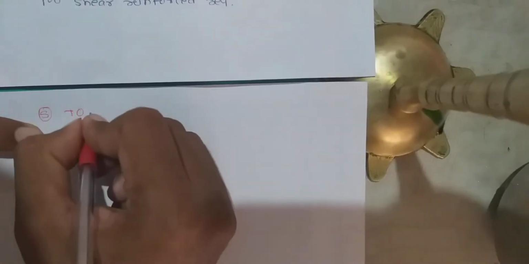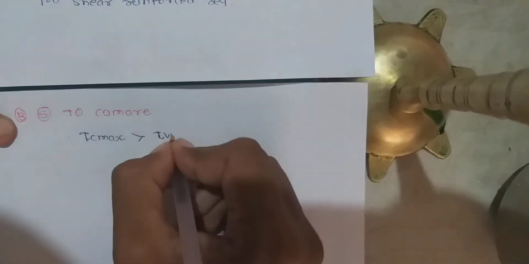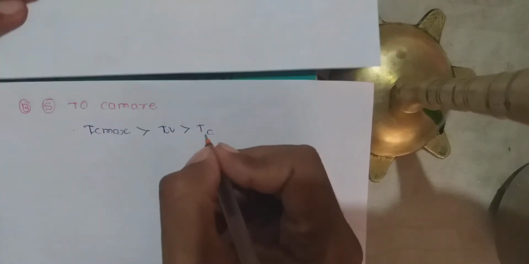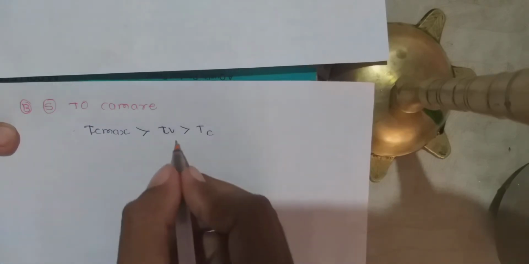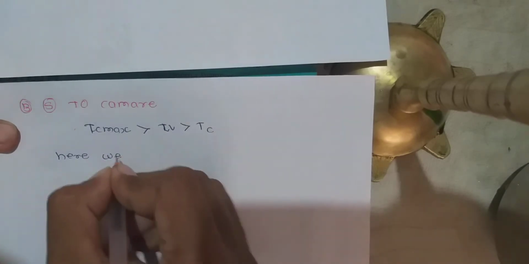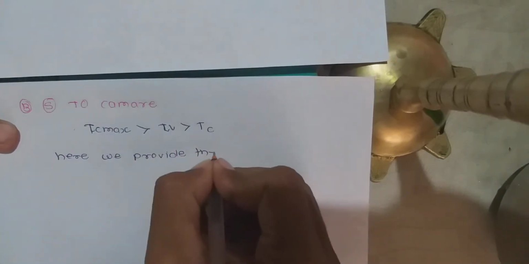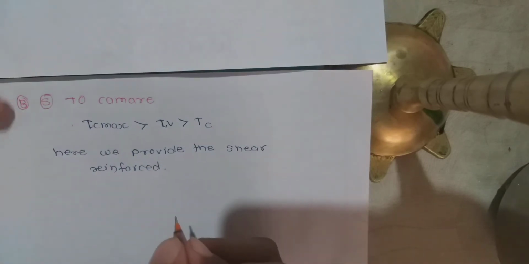Our fifth step: if this equation is not satisfied, then compare again. This is b and our above equation is a. So if you get tau c max greater than tau v and it is greater than tau c, basically permissible stress in the concrete is less than tau v, nominal stress, which is less than tau c max, maximum stress in the concrete, here we provide the shear reinforcement.